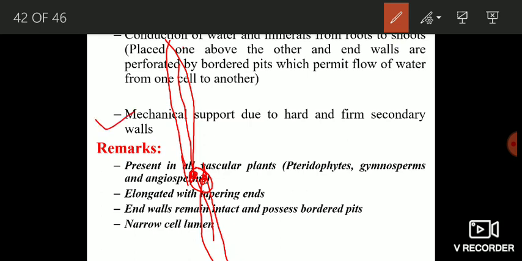In addition to conduction of water and minerals, they also provide mechanical support to the plant body. They make it hard, okay, because of the firm secondary walls which contain lignin.